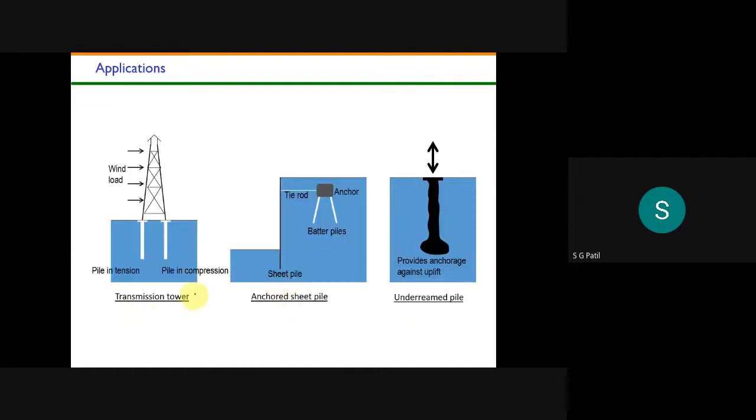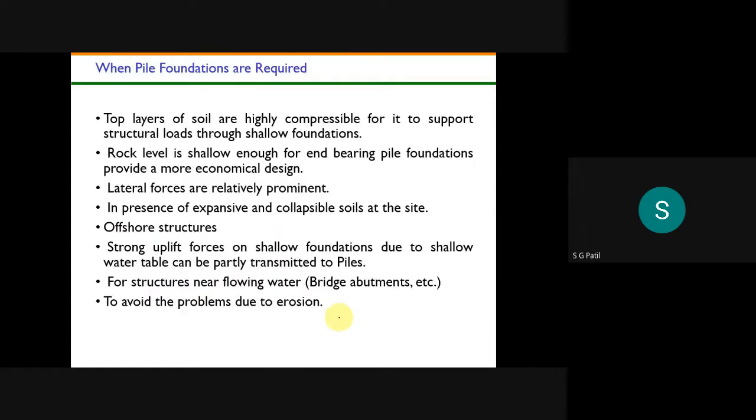These are the different applications of the pile foundations. Okay, so there are transmission towers and anchor sheet piles and under-reamed piles. Under-reamed piles are usually used in expansive soil. Whenever you have expansive soil, we will go for these under-reamed piles. These are the different applications of the pile foundations. Again, these are just repeated; I put them in terms of some bullet points. Okay, so these I already explained.